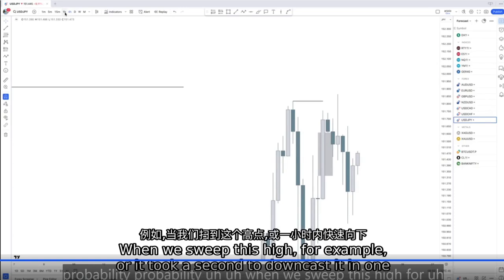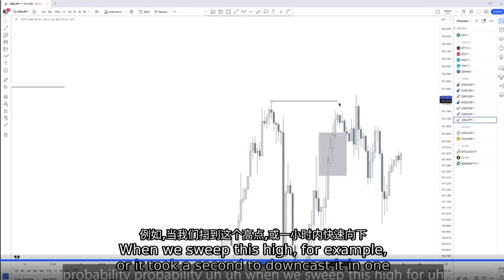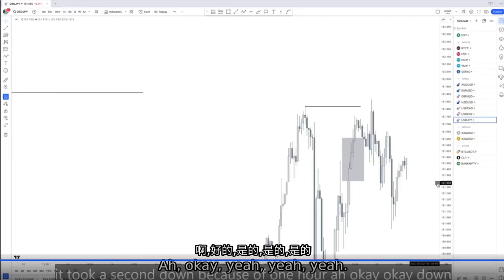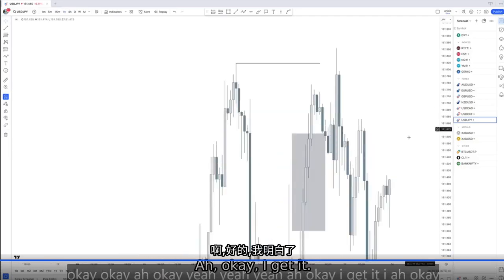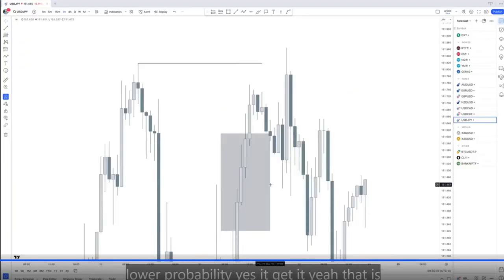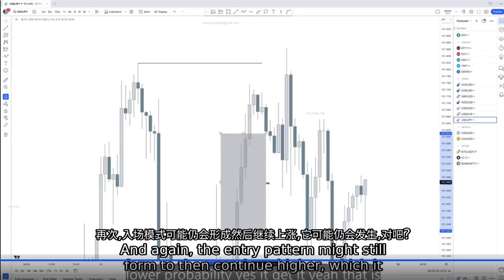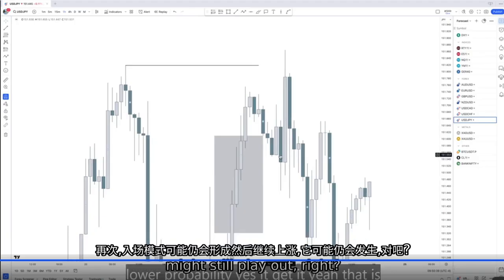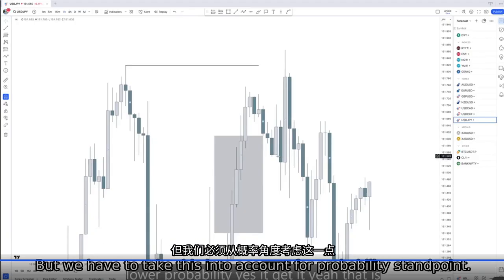When we sweep this high, for example, or what is it? Two consecutive downgrades on 1 hour. Okay, yeah, I get it. Yeah, that is lower probability. Yes, it actually is. And again, the entry pattern might still form to then continue higher, which it might still play out, right? But we have to take this into account from a probability standpoint.